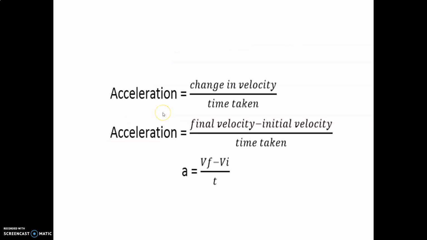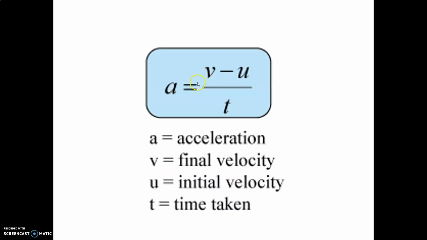Now, acceleration is equal to change in velocity over time taken. Acceleration is equal to final velocity minus initial velocity upon time taken. That's why acceleration a = (Vf − Vi)/t. In this way we also define acceleration as a = (v − u)/t, where a is acceleration, v is the final velocity, u is the initial velocity, and t is the time taken.